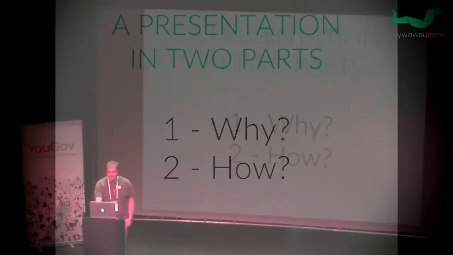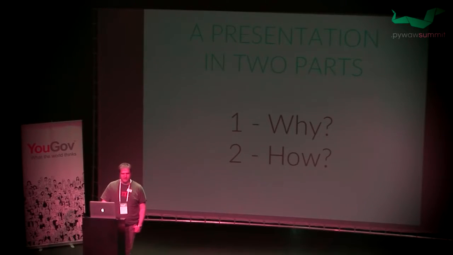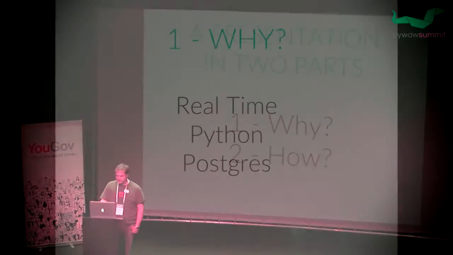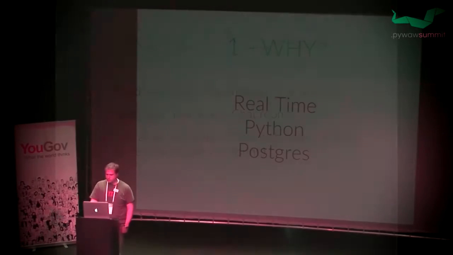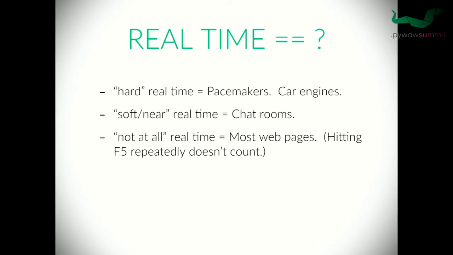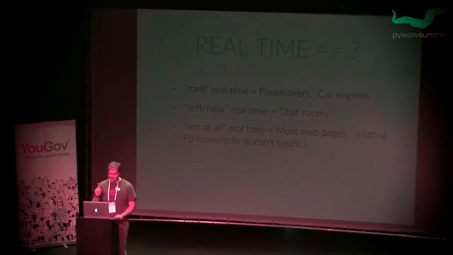We're going to do this in phases. First, I want to talk about why. Why would we build a web app this way? And secondly, how can we go about doing it? Why would it be in real time? Why would it be in Postgres? And why would it be in Python? And we have to take one slide to say, what does real-time mean?